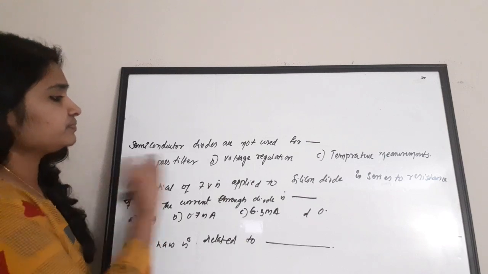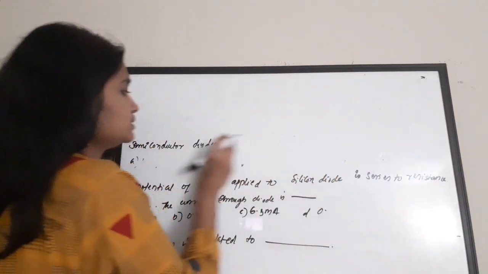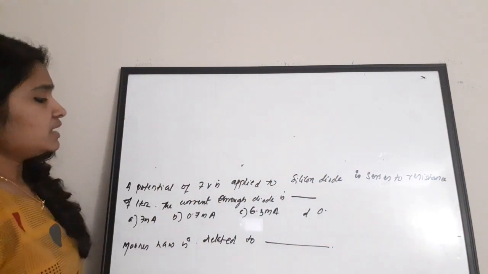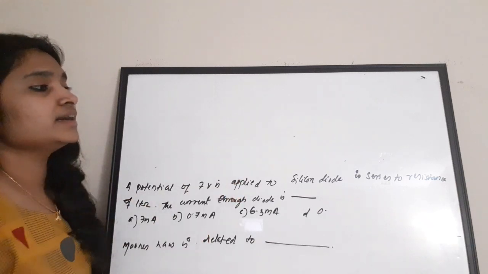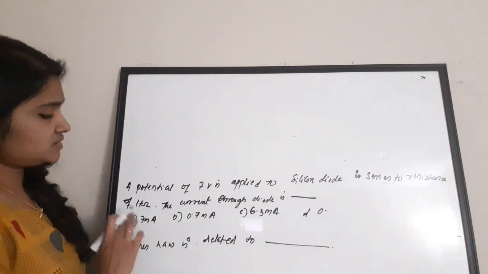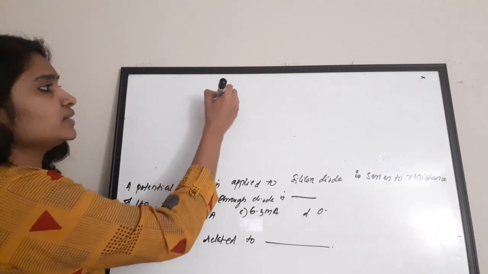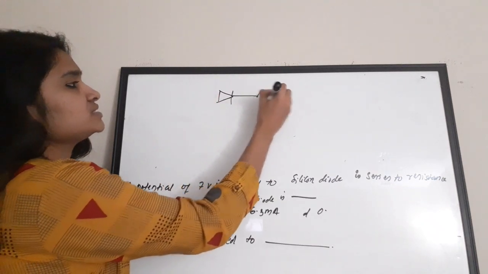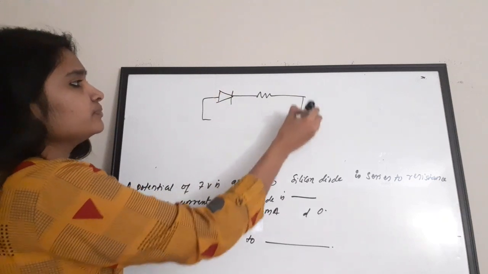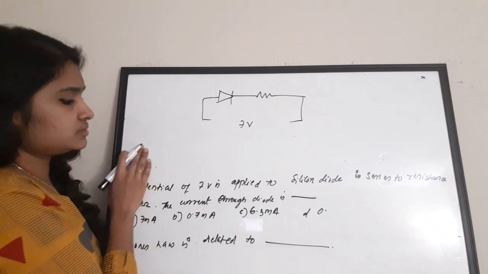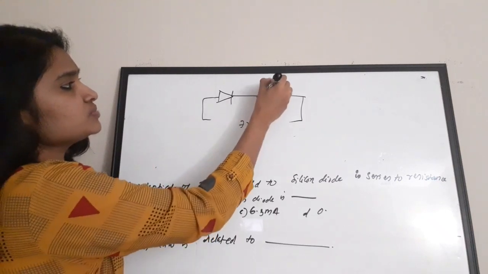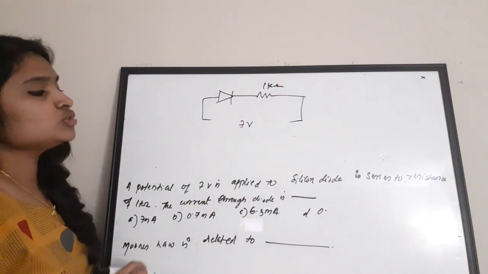Next question. A potential of 7 volt is applied to a silicon diode in series with a resistance of 1 kilo ohm. So there is a diode in series with a resistance and we are applying 7 volt. The value of resistance is 1 kilo ohm. The current through the diode is dash.